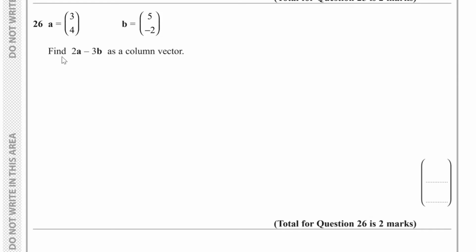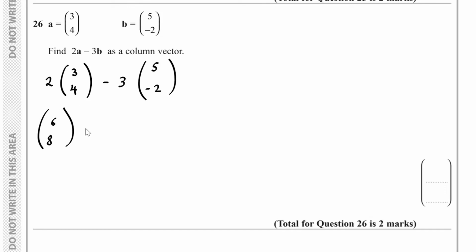Question 26, we've been given that a is equal to (3, 4) and b is equal to (5, minus 2). We have to find 2a minus 3b as a column vector. So here we've got 2 lots of a, so 2 lots of (3, 4), minus 3 lots of b, so 3 lots of (5, minus 2). So 2 times 3, that's 6, 2 times 4, that's 8. So we get (6, 8) minus, well, 3 times 5, that's 15, 3 times minus 2, that's minus 6. So working out the difference between these, 6 minus 15, that's minus 9, 8 minus minus 6, that's 8 plus 6, which is 14. So we get (minus 9, 14).